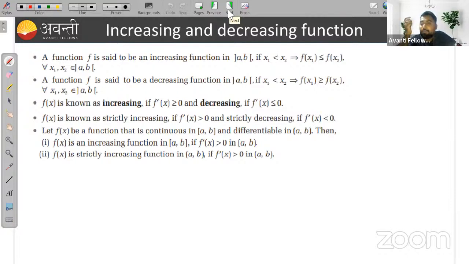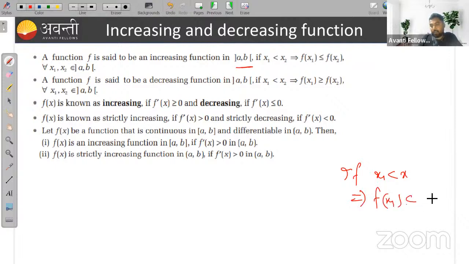Increasing and decreasing functions. Simply, we can understand here that f is said to be an increasing function in the interval ab if, suppose x1 is less than x2, and we get f of x1 less than f of x2, then we can say this function is increasing. You can take less than or equal to. Okay. Next, a function is said to be decreasing if the inequality is reversed; there, less than or equal to will not be used, keep it the same.